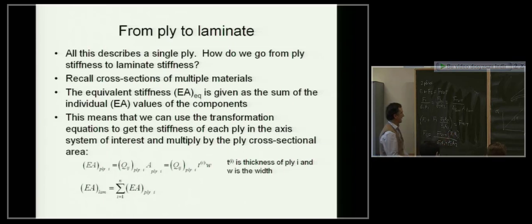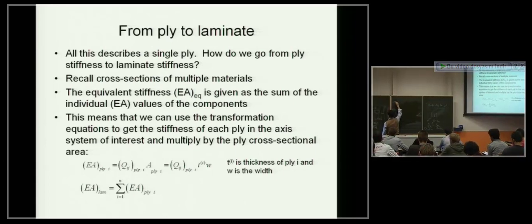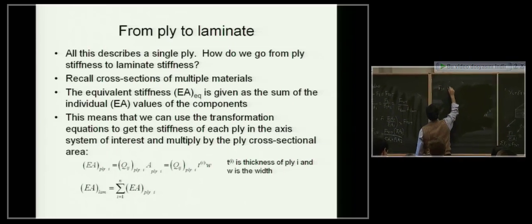So in general, I can generalize this and simply say that if I have I plies, Fi is equal to Ei Ai divided by the summation across all plies of Ei Ai, times the total force. So this allows me to find the individual force in each ply.